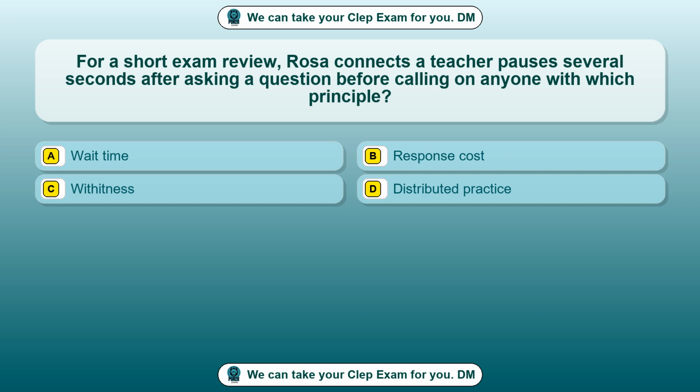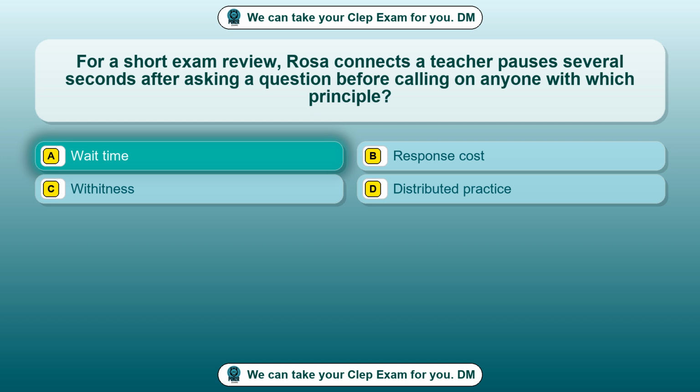Question 75. For a short exam review, Rosa connects a teacher pausing several seconds after asking a question before calling on anyone with which principle? Option A, wait time. Option B, response cost. Option C, witness. Option D, distributed practice. The correct answer is option A.